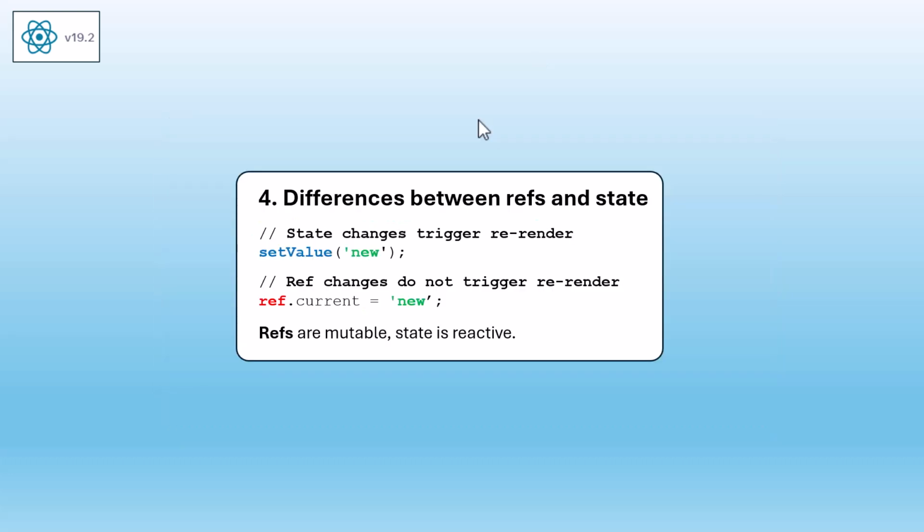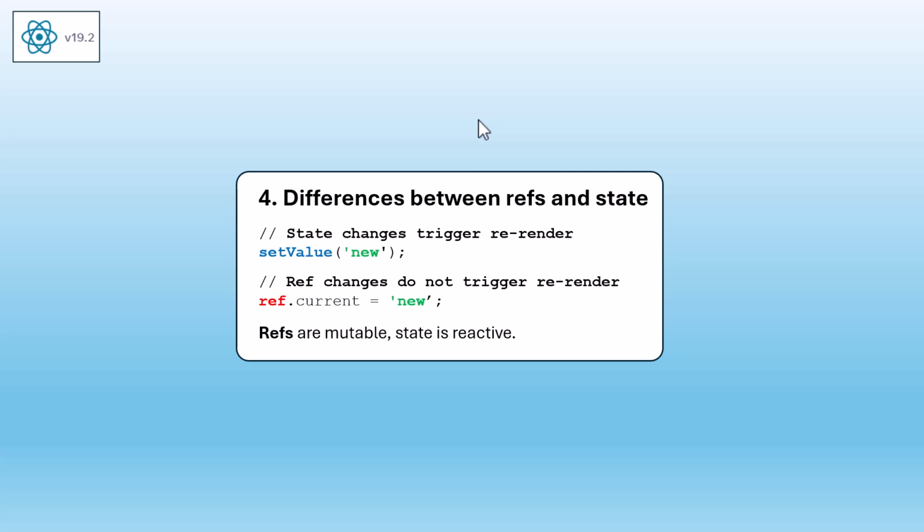4. Differences between refs and state. Now, how do refs differ from state? There are a few key distinctions. A ref holds a mutable value that you can read and write directly without invoking a setter function. When you change that value inside the ref, React does not trigger a re-render. In contrast, when you update state, React schedules a render to reflect the new state in the UI.